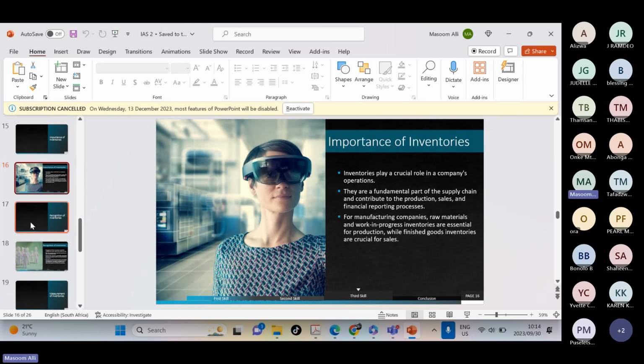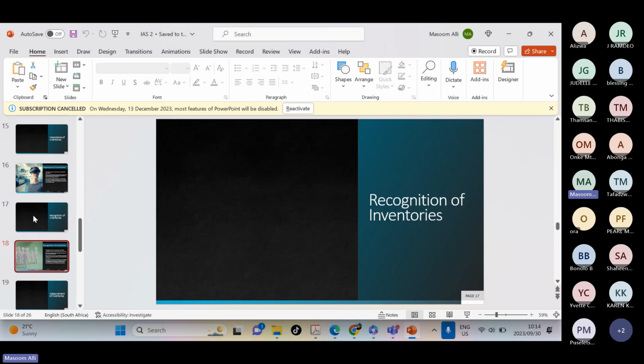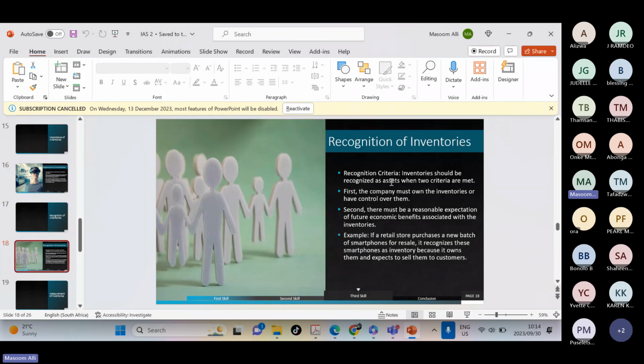Okay. So we're going to move on from there to the recognition criteria. The first thing that you need to know, and this is going to be covered in PPE as well, is that recognition criteria must be met. First things first, the company must own the inventories and have control over them, and there must be a reasonable expectation that the future economic benefits associated with the inventories will flow to the entity. A third one is that they must have a cost or value that can be measured reliably. Okay, so that's important, right? Cost or value.